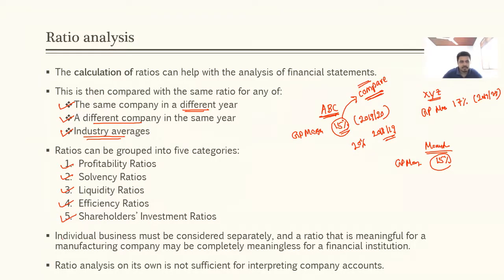Right. And what else? Individual businesses must be considered separately, and a ratio that is meaningful for a manufacturing company may not be completely meaningful for a financial institution.